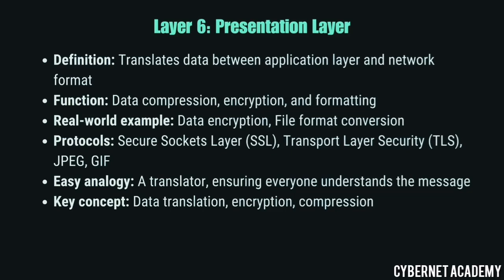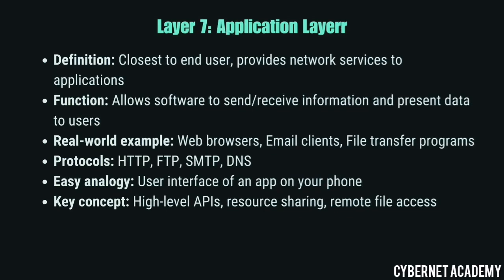Finally, we reach the application layer, the one we interact with most directly. This layer provides network services directly to end-user applications. Your web browser, email client, and other internet-connected applications work at this layer. It's responsible for identifying communication partners, determining resource availability, and synchronizing communication. Protocols like HTTP, FTP, and SMTP operate here. The application layer is where the user interacts with the network, making it the most visible part of our networking stack. It's the icing on our layer cake, the cherry on top of our networking sundae.